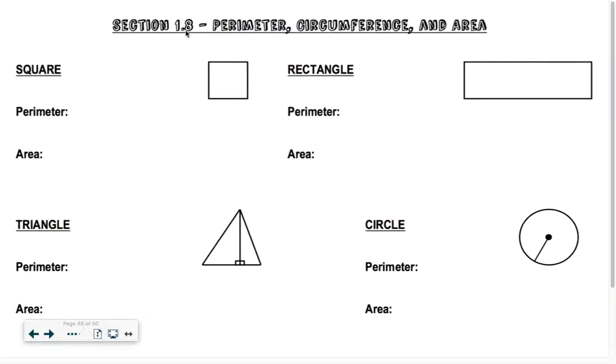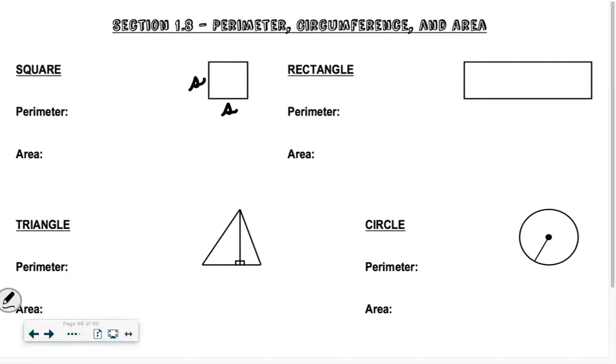Okay, section 1.8 is on perimeter, circumference, and area. So hopefully you know all these formulas already, but we'll see. All right, so for a square, each side of a square we mark as S for side. Sometimes I use a cursive s like this, because my s's look like 5s. So I'm going to do a fancy s.